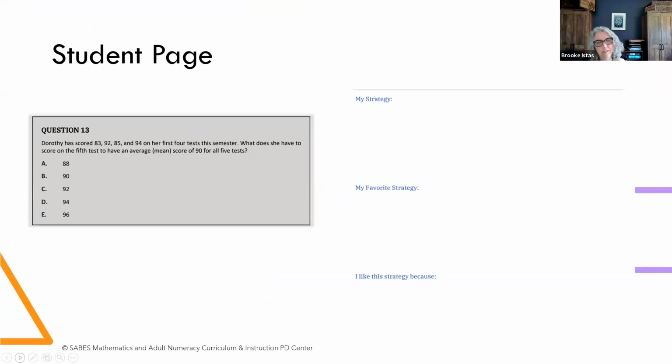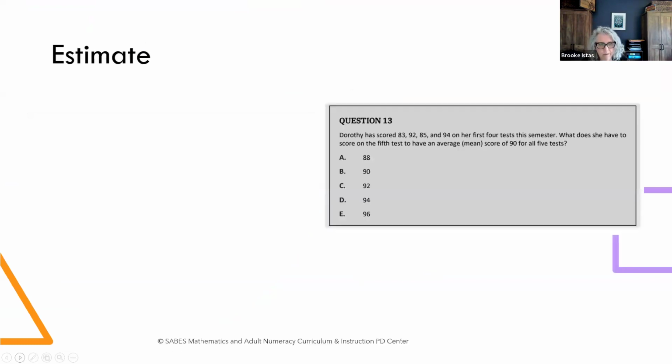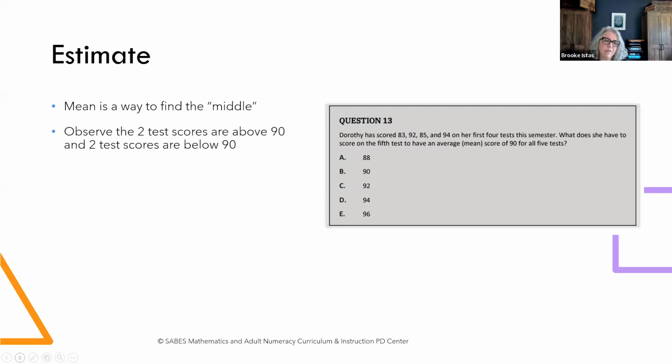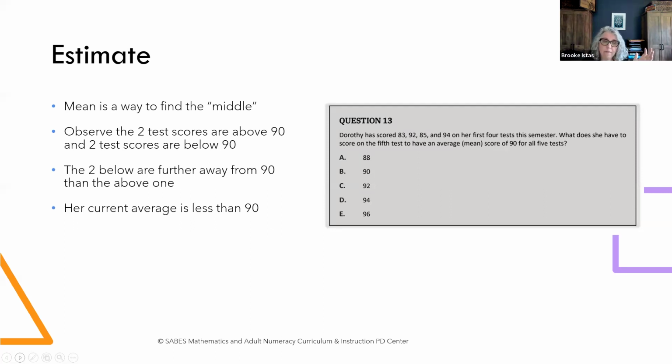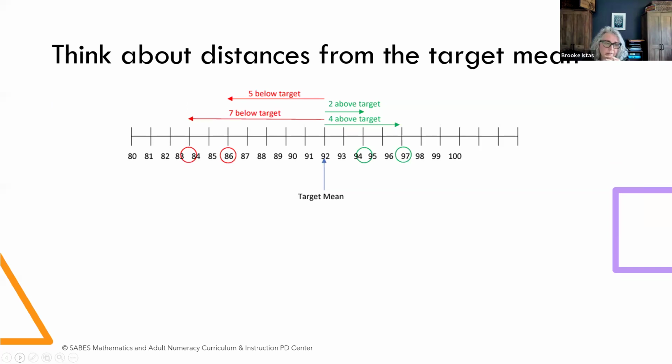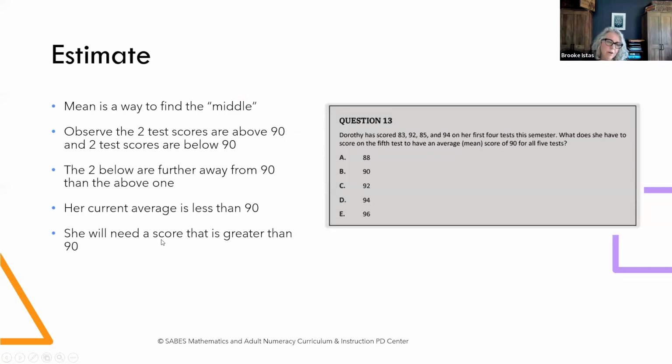So once again, the student page has the question, my favorite strategy, and why I like this strategy. So estimation is a good one. We know that mean means the middle. So maybe a student observes that 2 of the test scores are above 90 and 2 of them are below 90. The 2 that are below are further below 90 than the ones above, and the current average is less than 90 based off of that. So she already knows based off these estimations and reasoning that she'll need to score greater than 90.